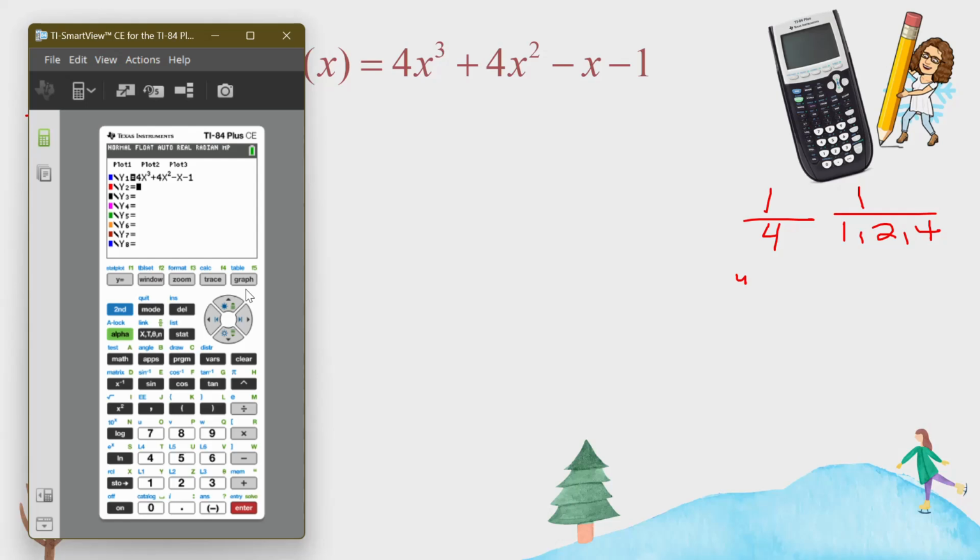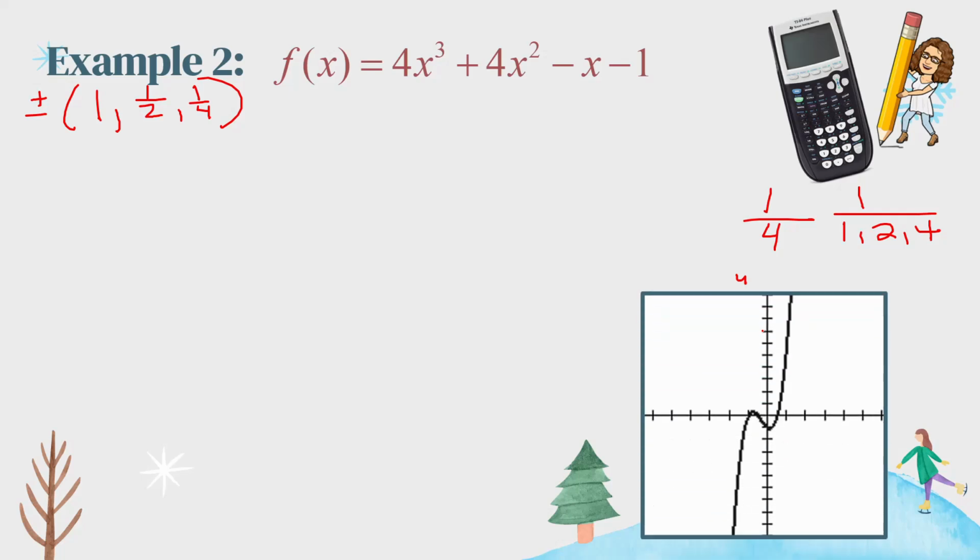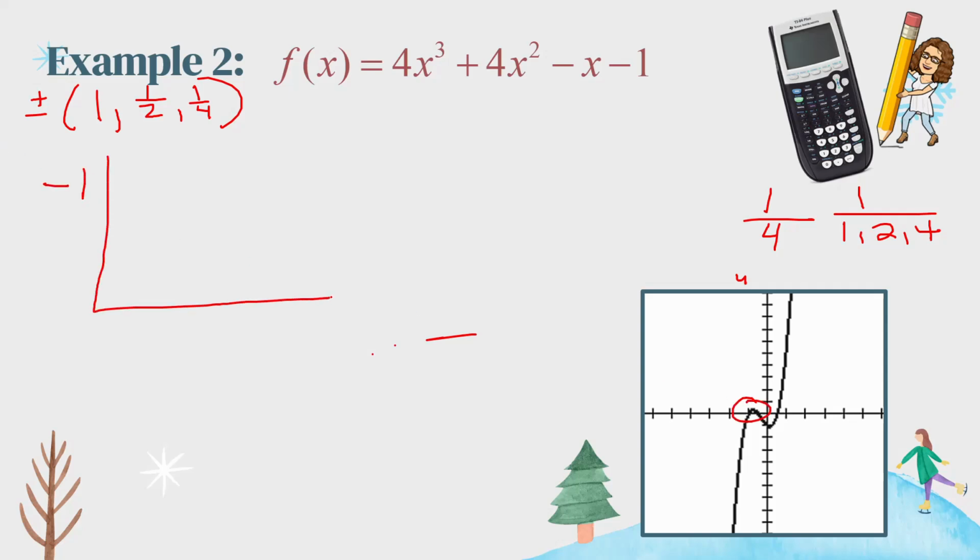Now I'm going to push graph, which is right beside trace. And just in case you messed up your window, don't forget you do have that zoom Z standard. That will help you get that. It looks like I'm crossing through -1. And I think over here, I do have a better picture. It does look like we're going through -1. So let's try -1 on the outside.